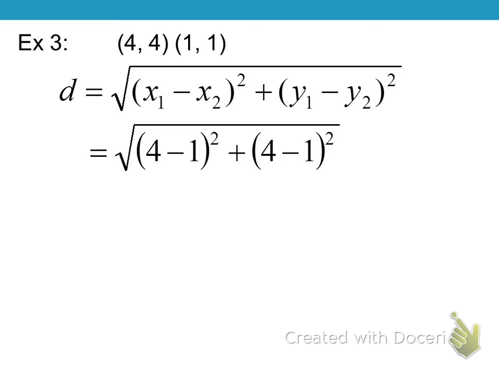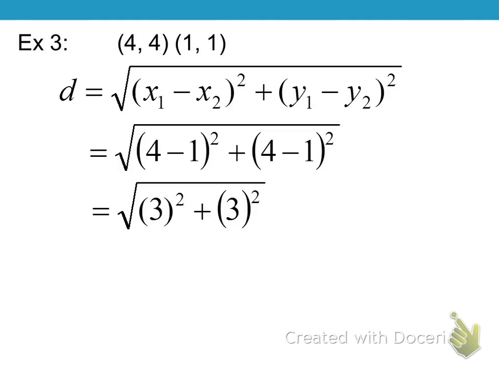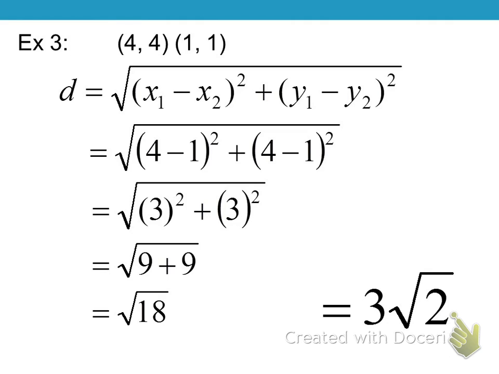So the x's go in the front, the y's go in the back. Subtract them, square them. What do you get in each of those parentheses? 3. And what's 3 squared? 9. And what's 9 plus 9? 18. And can I do a tree? Yeah, it's going to be 3 square root 2 because it's 9 and 2, and 9 is 3 and 3. The 3s are repeaters. They come outside to play. The 2 stays inside the house. Sad and lonely. Any questions?